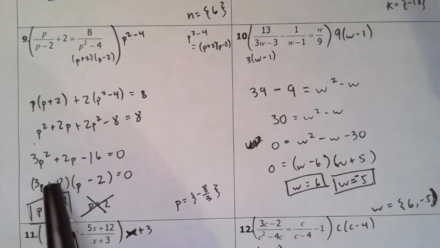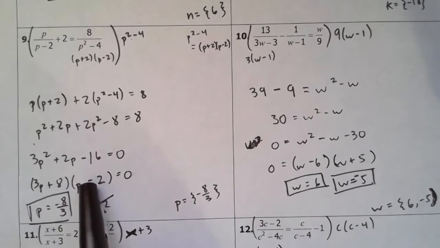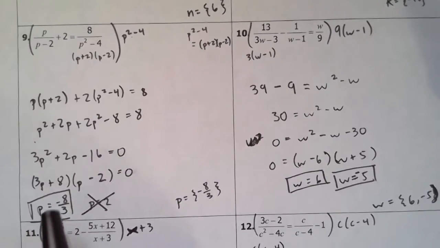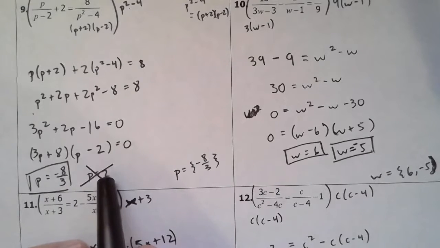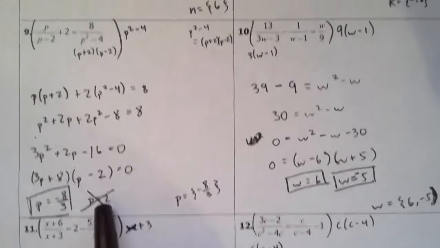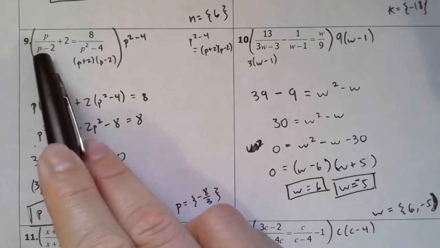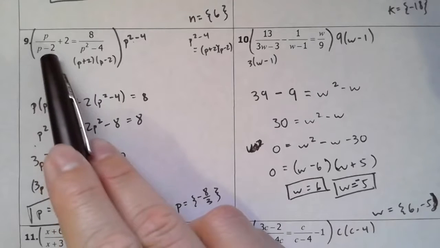I factor it, I got 3p plus 8 times p minus 2, so then my solutions would be p is equal to negative 8 over 3. Now this one right here, p is equal to 2, did not work, because when I plug it in here, 2 minus 2, I get 0 in the denominator.